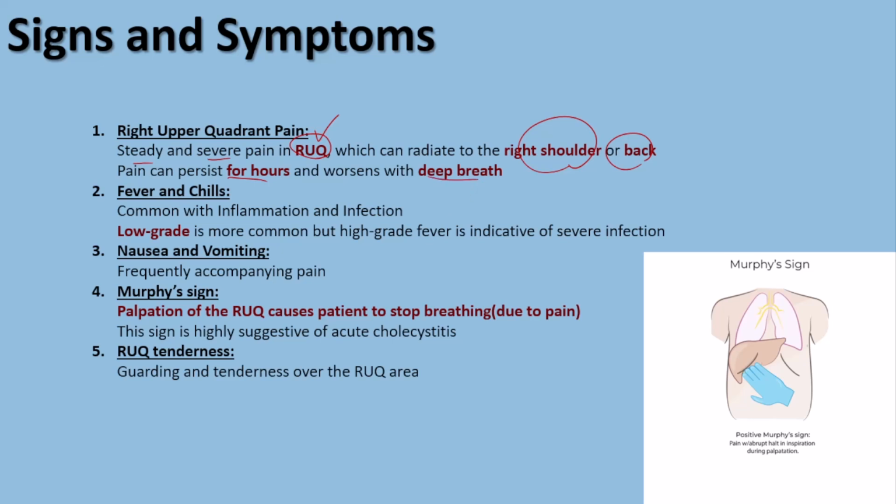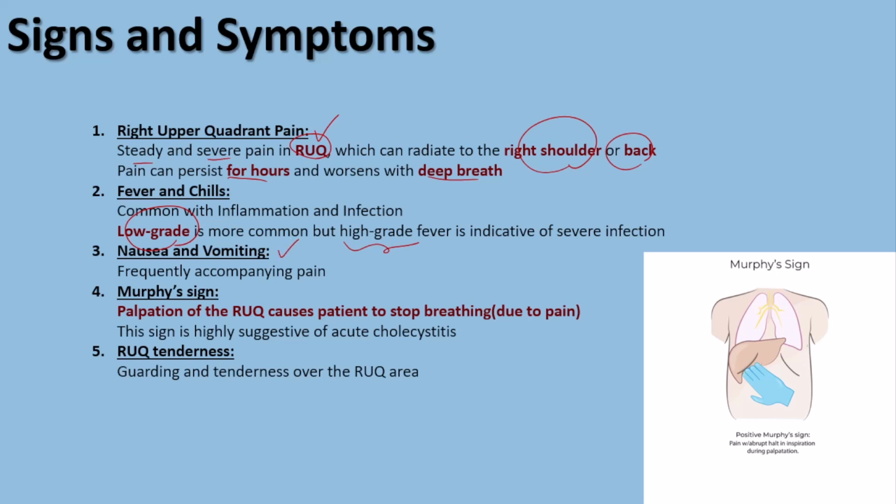Another symptom that we have is fever and chills. Recall that this is an inflammatory process, so in inflammation we have fever and chills in the patient, but the fever is usually a low grade fever, and it is most commonly associated with simple acute cholecystitis. And if the patient has a high grade fever, it means that we have a severe infection or even a complication of the cholecystitis. So nausea and vomiting can be other symptoms.